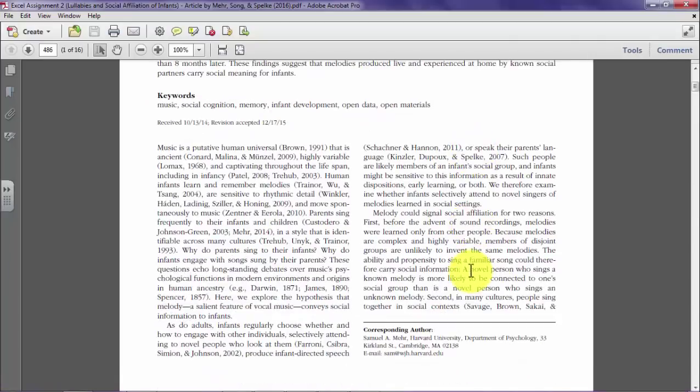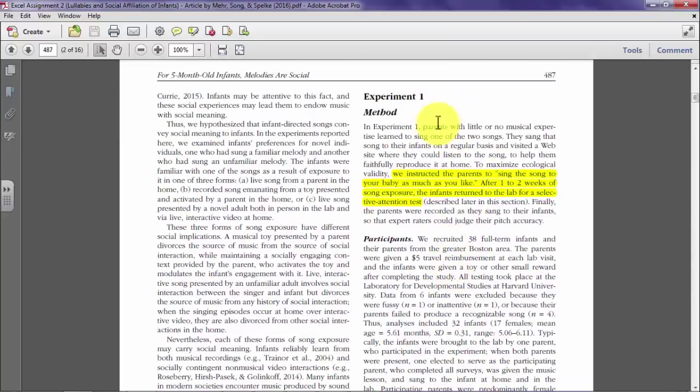So here you will see some things that I highlighted. So in the method, and we're just going to focus on experiment 1, they had parents come to the lab and they had to learn a song. And they were randomly learning one or the other song. There's 2 different lullabies that are used in the study. And they instructed the parents to sing the song to the baby as much as they would like. And then after 1 to 2 weeks of song exposure, the infants returned to the lab for a selective attention test. So they taught the parents the song.